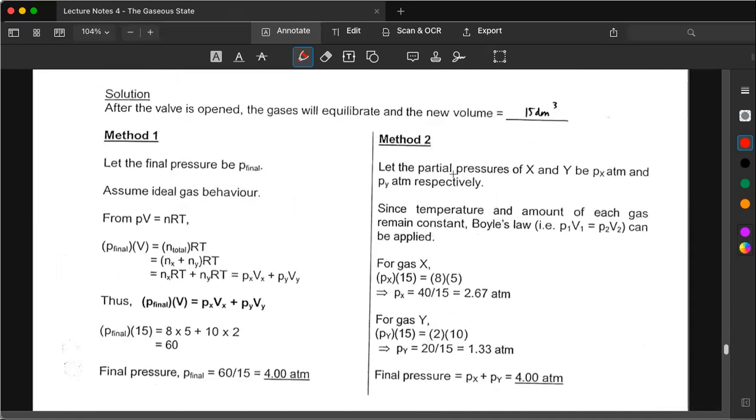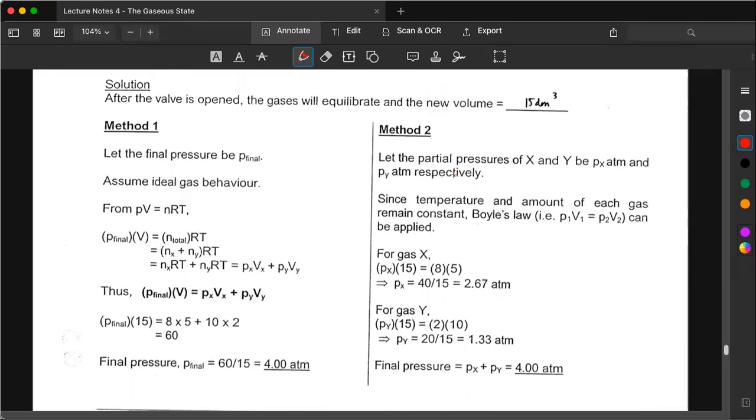Then for method 2, you can use the partial pressure method. So let the pressures of X and Y be Px and Py respectively. Since temperature and amount of gas are constant, Boyle's law can be applied: P1V1 equals P2V2. So for gas X, you just take Px times 15 equals 8 times 5, because the pressure was 8. Then you have 40, and then you divide by 15, you get 2.67 atm.